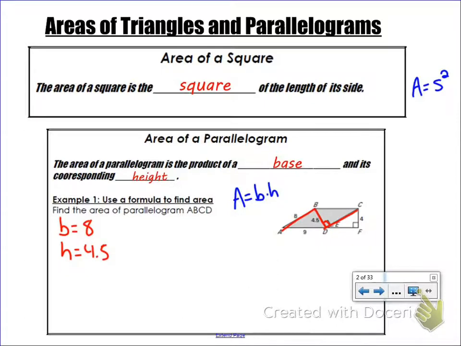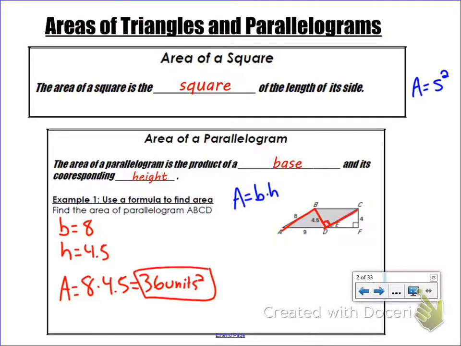So to find the area, I just take my base, which is 8, times my height, which is 4.5, multiply those together, 36. And this would be in units squared, because I'm finding an area.